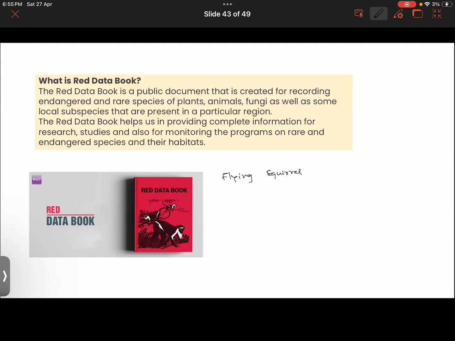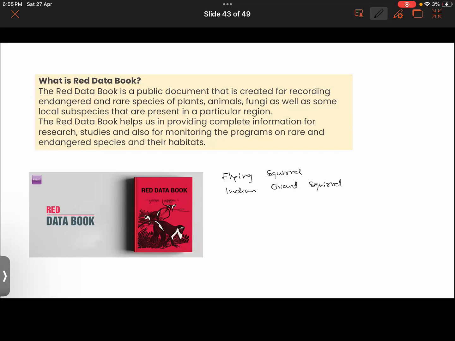But it's actually an endangered animal. If it is not preserved, if it is not conserved, in the near future it will become extinct. Or you have the Indian giant squirrel. So this red data book, all the countries have their own red data book.